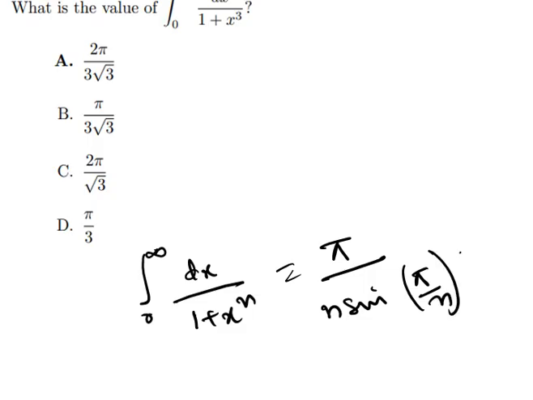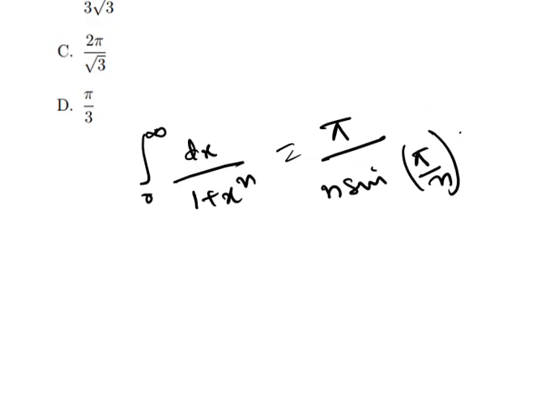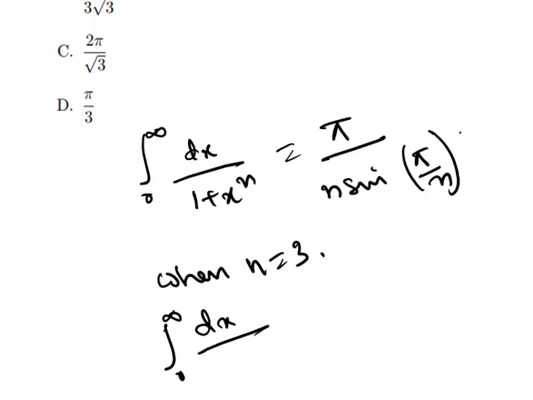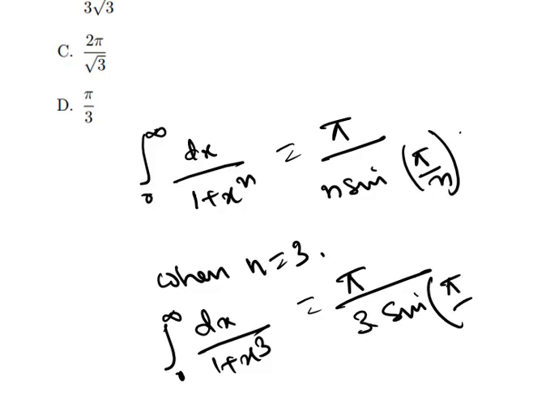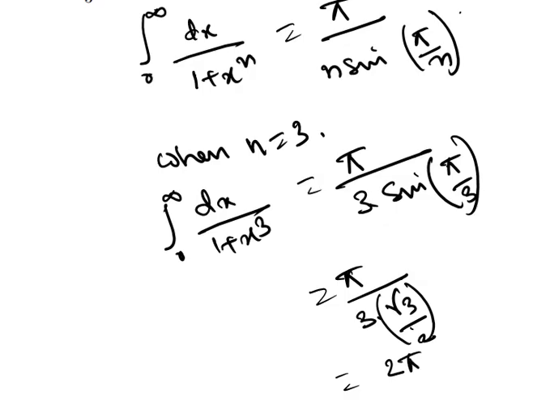This is from the standard result. So for n equal to 3, the integral from 0 to infinity of dx by 1 plus x cube can be written as pi by 3 sine pi by 3. Sine pi by 3, we know, is root 3 by 2. So we can write it as 2 pi by root 3 into 3, right?